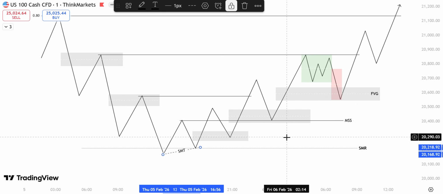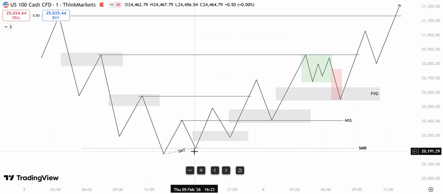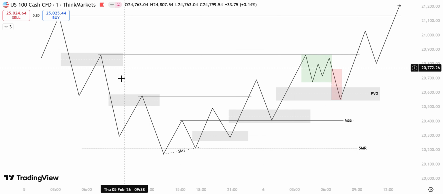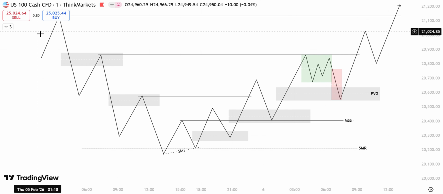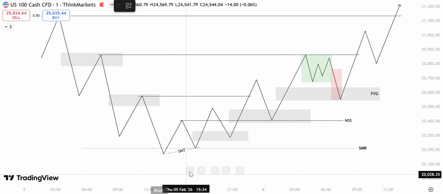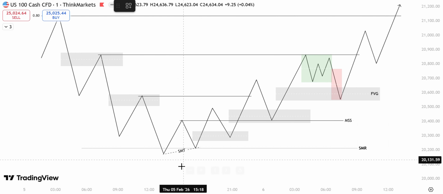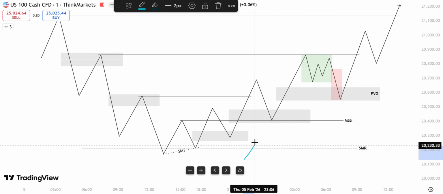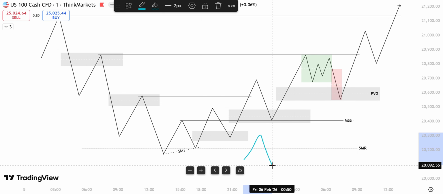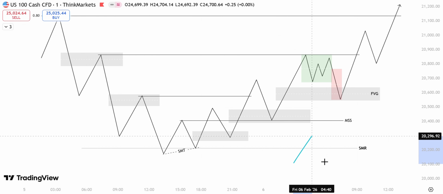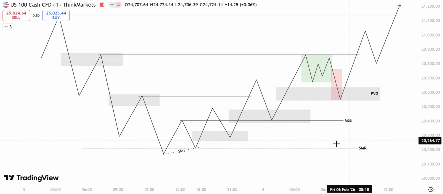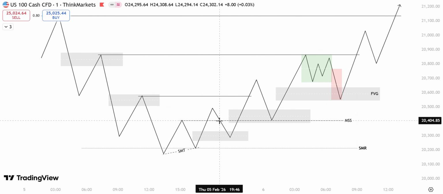And in this example, having the SMT is actually really good, because it means that the two markets move correlated. For example, I'm using the Nasdaq right here, but it can be ES or the Dow. When one sweeps a low and the other does not sweep a low, that is called the SMT divergence.